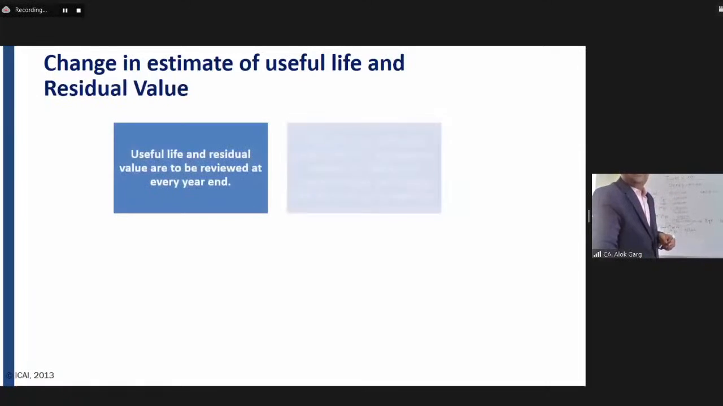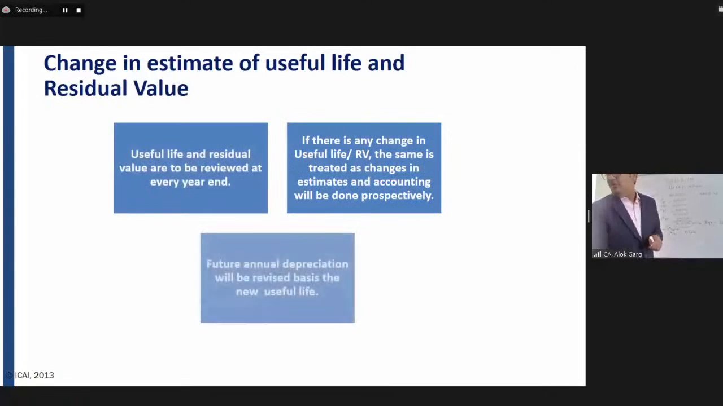Change in estimate. Okay. So useful life and residual value. Now the standard says that useful life, the life of the asset, residual value, and depreciation method, these three items are required to be reviewed at every year end, at least once in a year. And if there is any change in the useful life or residual value, the same is required to be considered as a change in estimate.